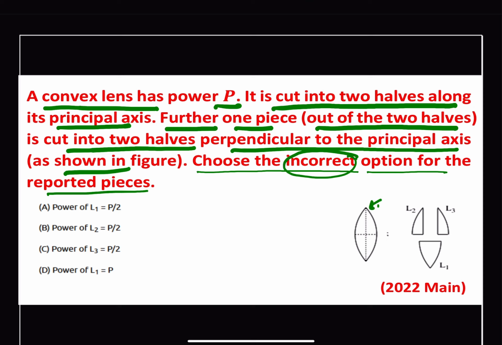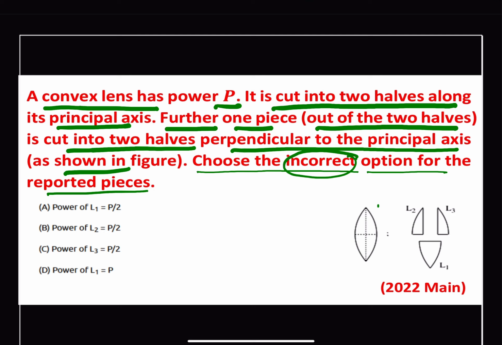So first, the lens is cut in two halves along this axis. So it will be giving us two halves. Sorry, not this axis.